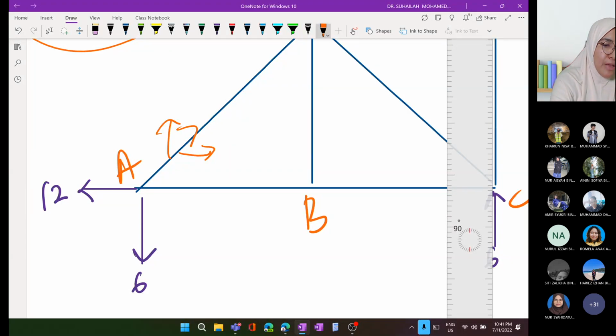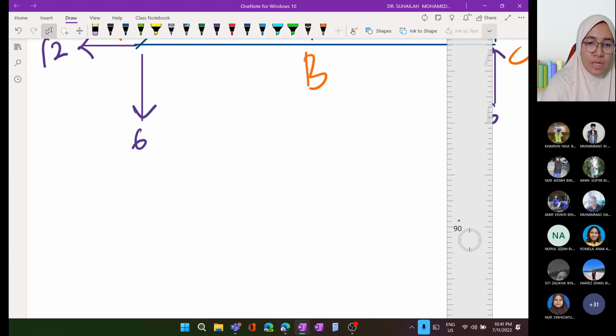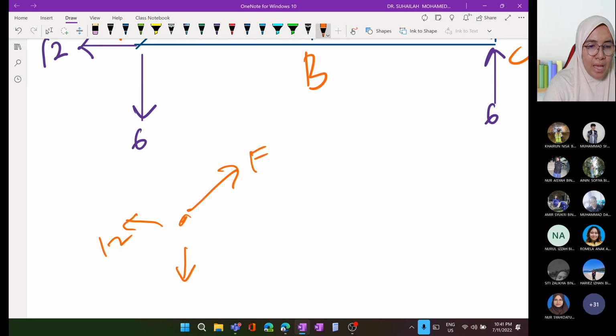Okay. If we use method of join, kalau kita start dekat A tu, kita akan buat macam ni dekat A. So ini 6. Ini 12. Yang ni F, A, B, C, D, E. And then sini F, A, B. Ini adalah method of join.